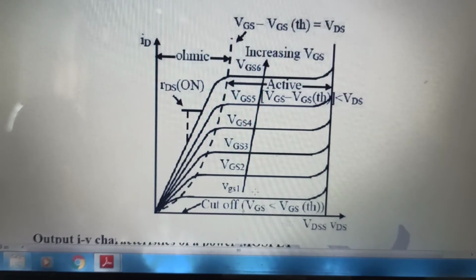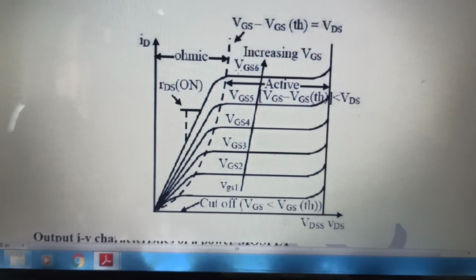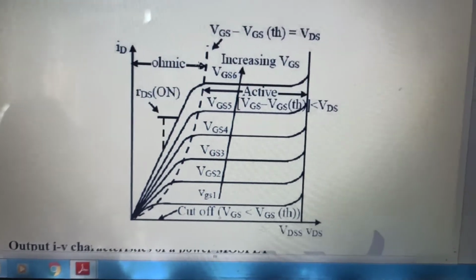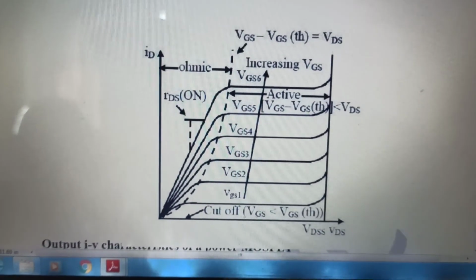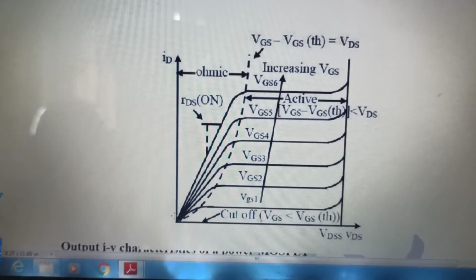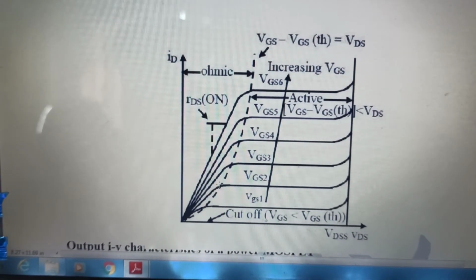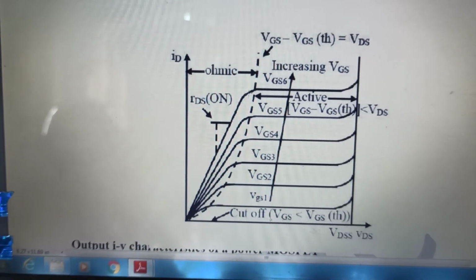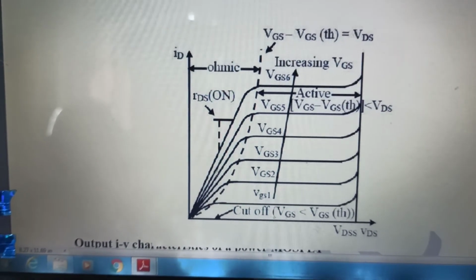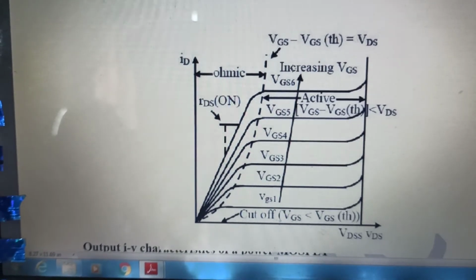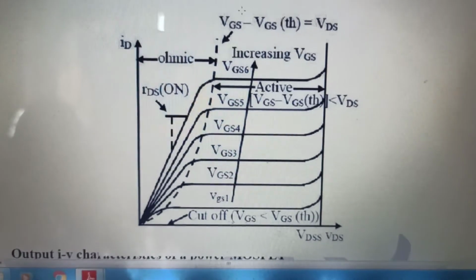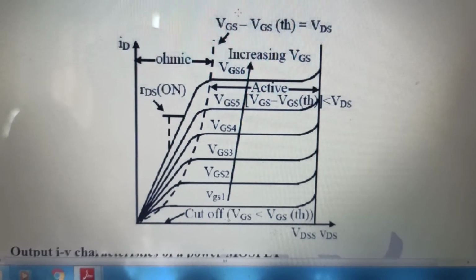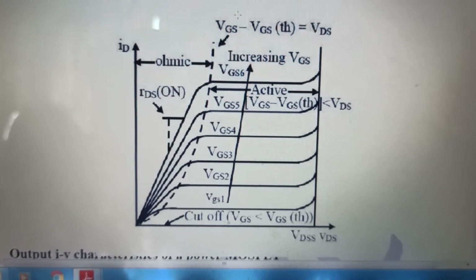Now as we increase VGS, have a look at this: VGS1, VGS2, VGS3. Subsequently the current will start increasing. Up to a certain part, the curvature region, the increase is somewhat linear. This part is termed the ohmic region. In this region, the current is increasing linearly.